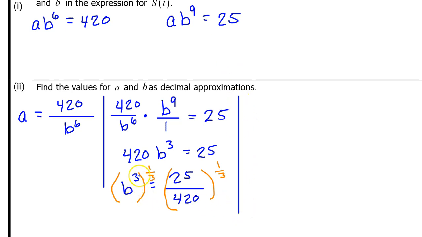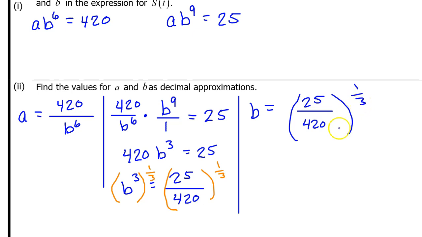On the left side, the 3 times 1/3 is 1. They basically cancel each other out, leaving b. On the right-hand side, we have all of it. So b is equal to 25 over 420, all raised to the 1/3 power.